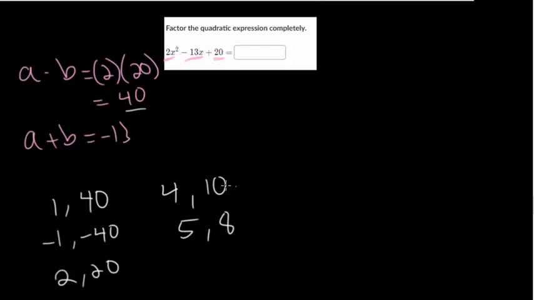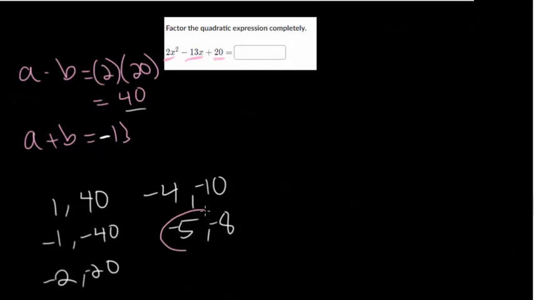And like I said, they could also be the negative pairs. So both of them could also be negative. So minus 2 and minus 20, minus 4 and minus 10, and minus 5 and minus 8. And since we know that they have to add up to a negative number, that's our clue that both of them will be negative. So I'll actually just look at the negative pairs of these, but the positive pairs would exist as well. And so which of these pairs would add up to negative 13?